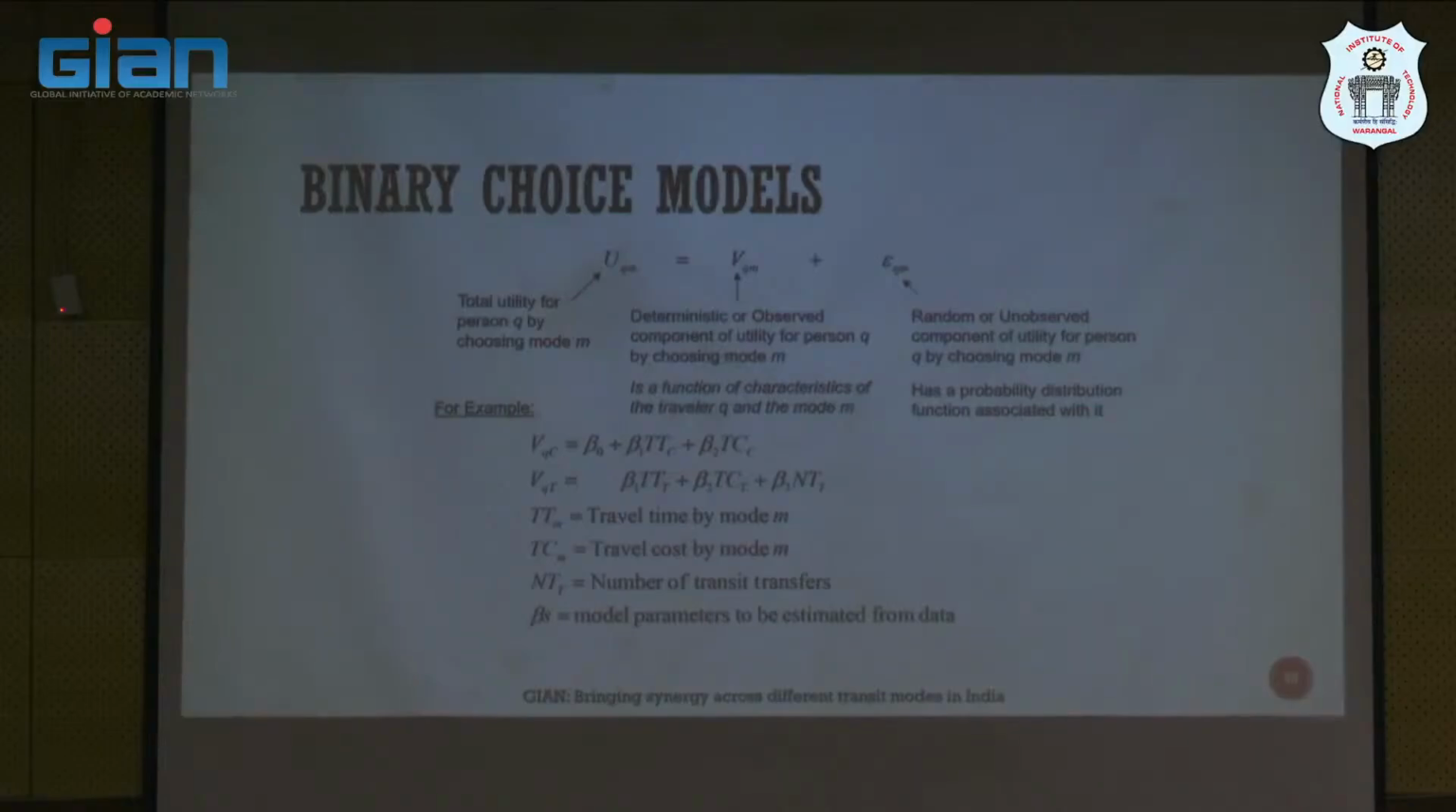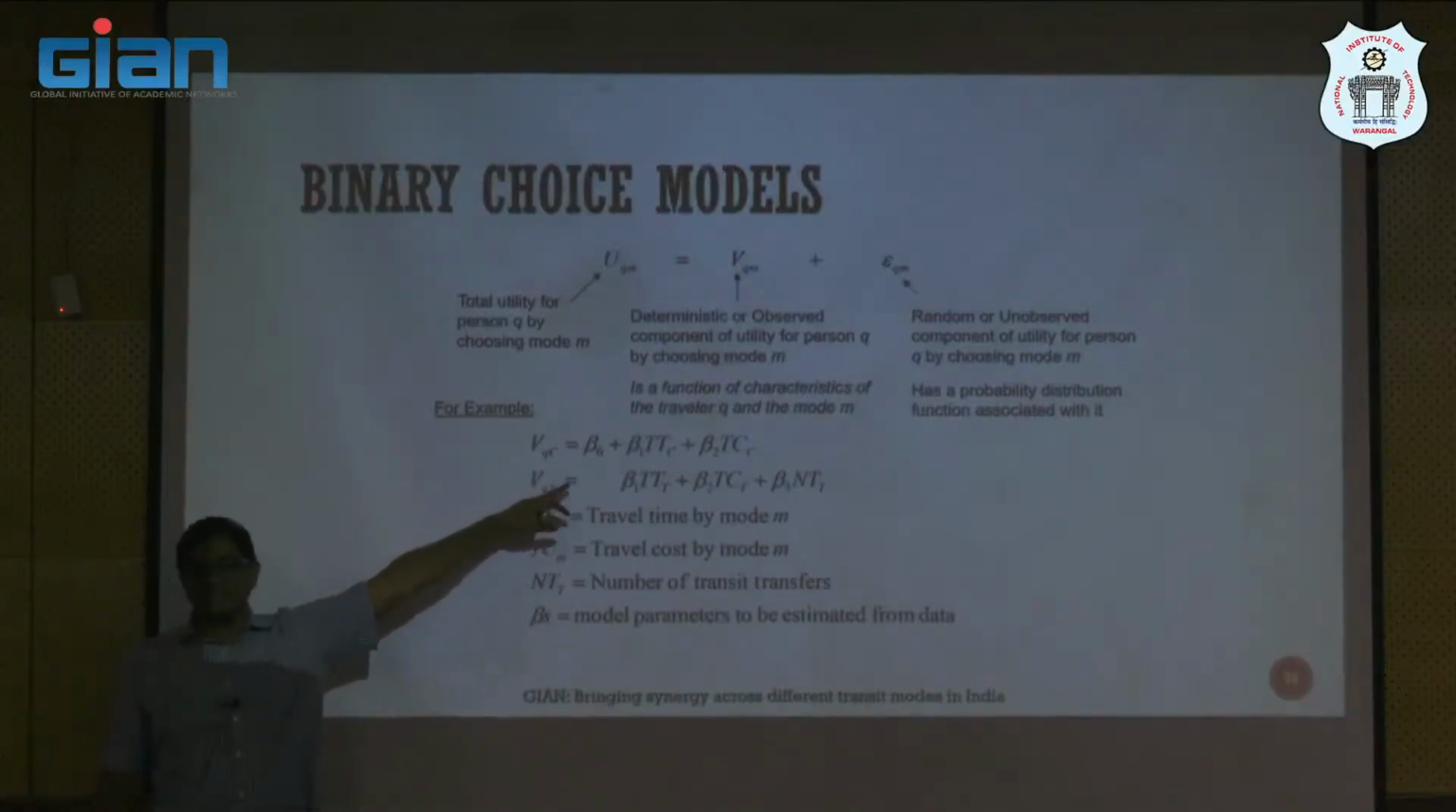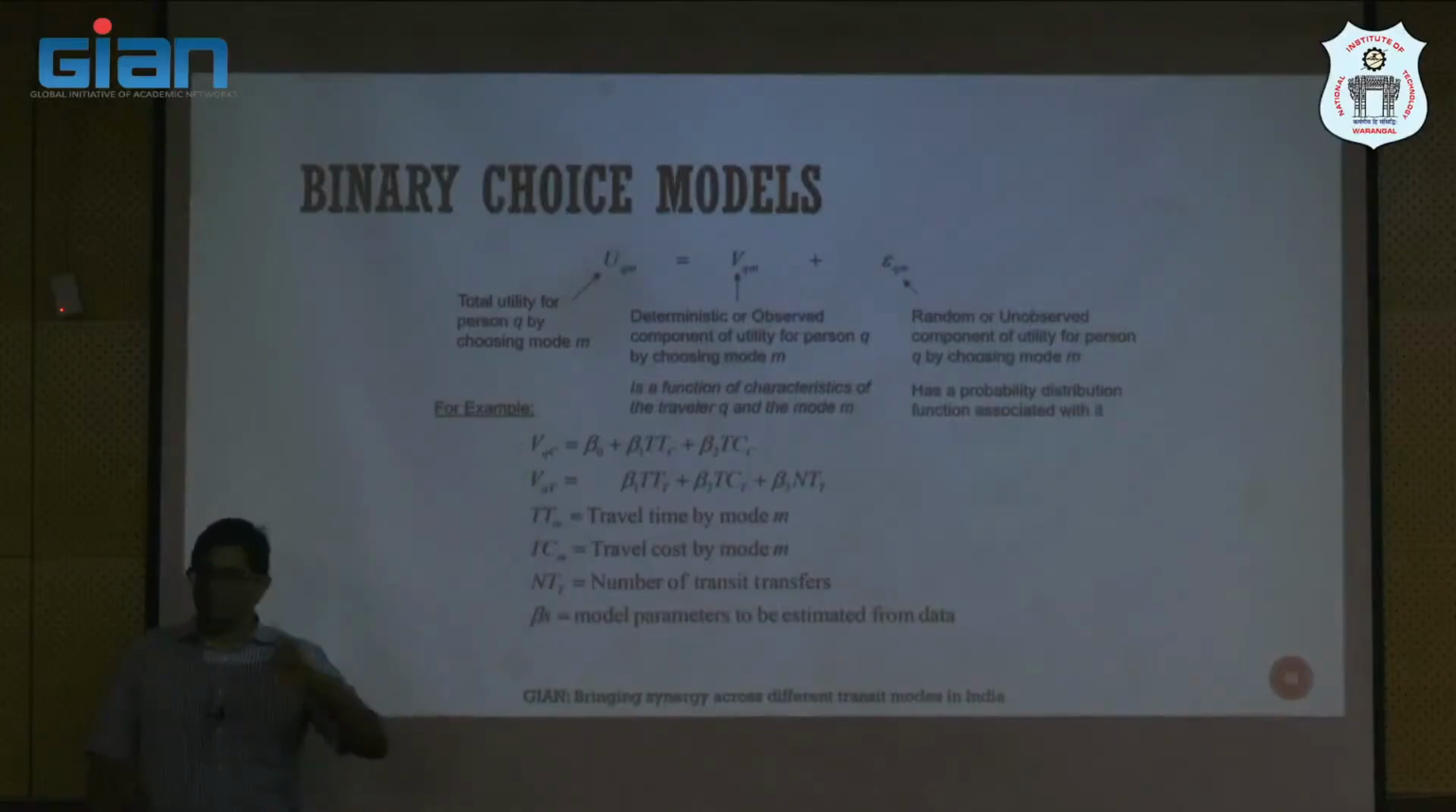Yeah, beta naught is the difference and everything else is constant, right? So if beta naught is positive, what that tells you is if everything else is the same, people have a preference for the car. So beta naught represents the intrinsic preference for car versus public transit. Positive or negative: if it is negative, people in the region prefer transit. If it is positive, people in the region prefer the car.